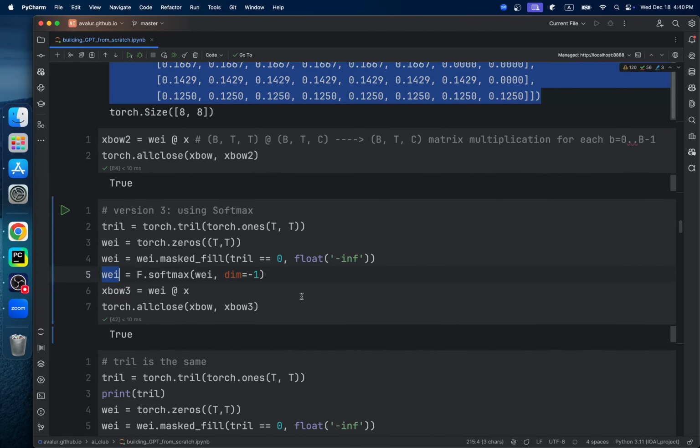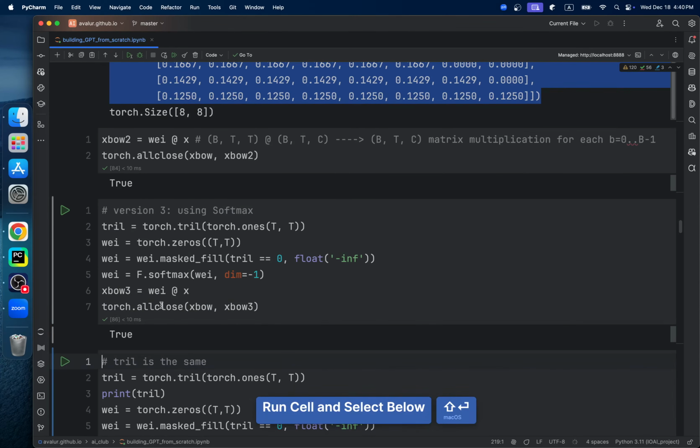And actually that's it. So our xbow third version again is the same as the original xbow result. So all of them perfectly coincide.